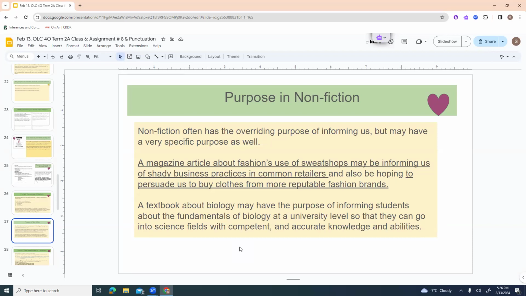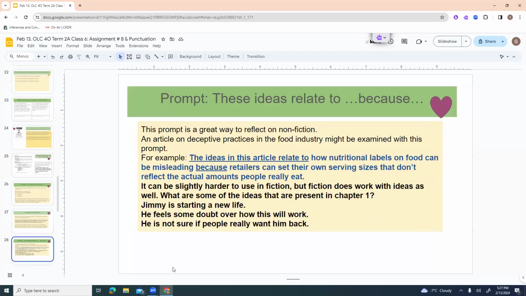I'm going into detail. A textbook about biology may have the purpose of informing students about the fundamentals of biology at a university level so that they can go into science fields with competent and accurate knowledge and abilities. So again, more detail.